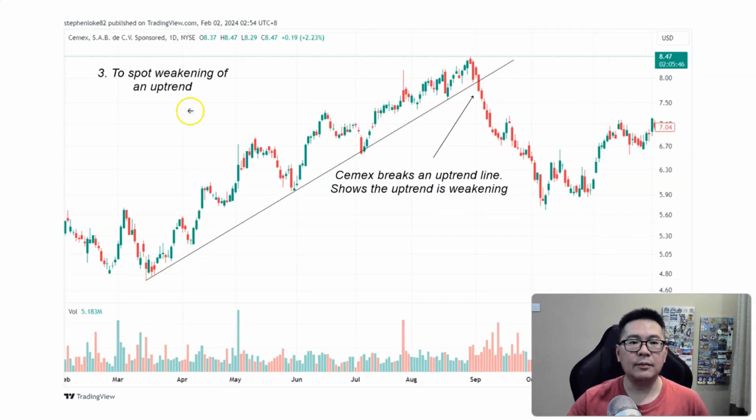Here we have Cemex, the daily chart of Cemex. When we connect the lows, this is an uptrend line. Look what happened.